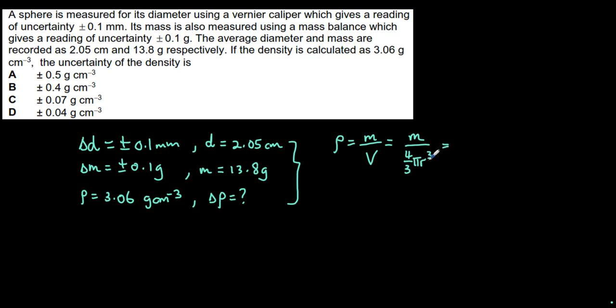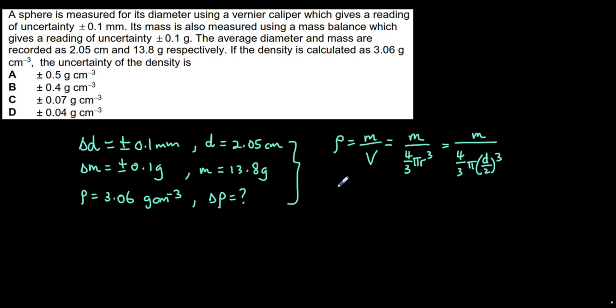But there's one problem here. The r here is a radius, but here has no radius, here has diameter. So we need to change from the radius to become diameter. D over 2 is the radius. This is the equation that relates density, mass, and diameter. The rest are all constant.